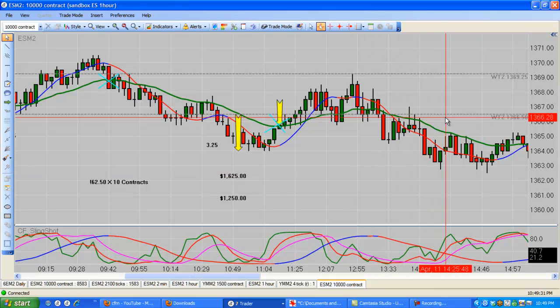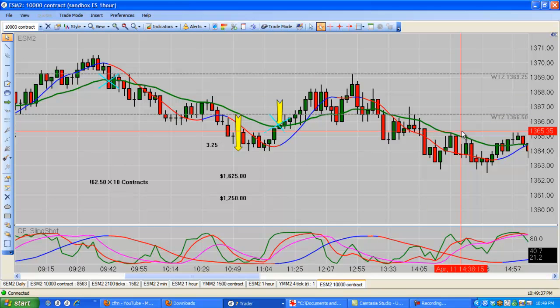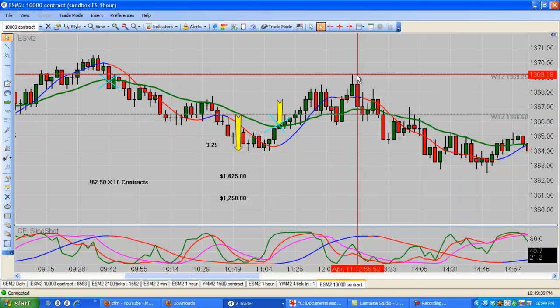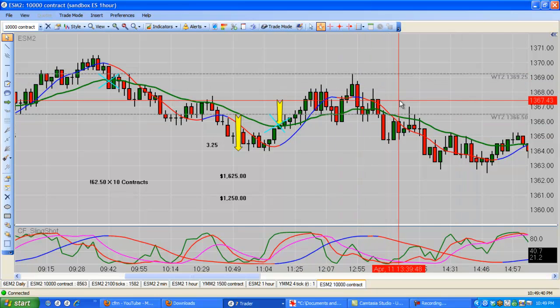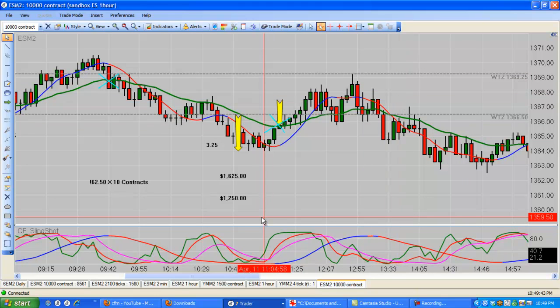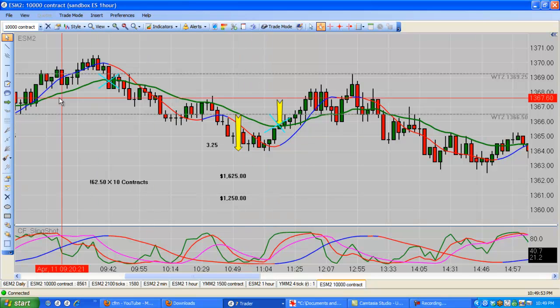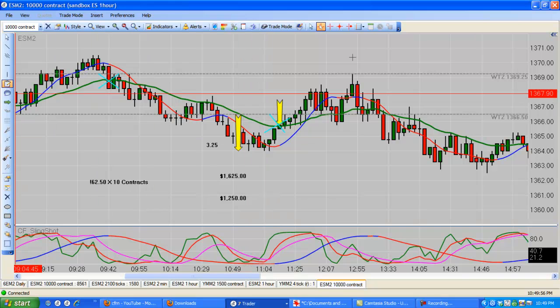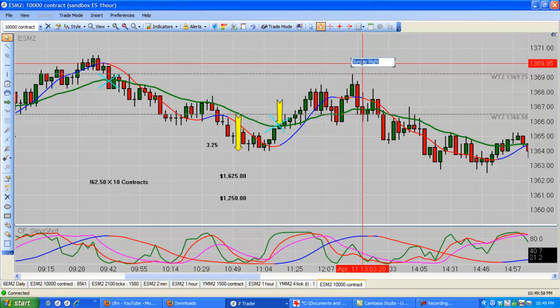Okay, alright, we get a bullish cross, we get a pullback to right there, 1366.50, and price once again goes to 1369.25. Okay, 69.25 minus 66.5 equals 2.75 points.